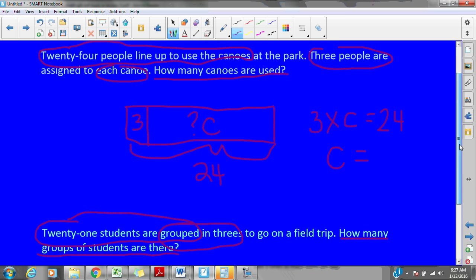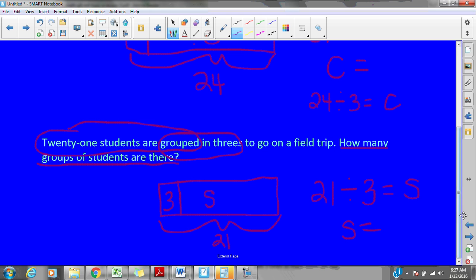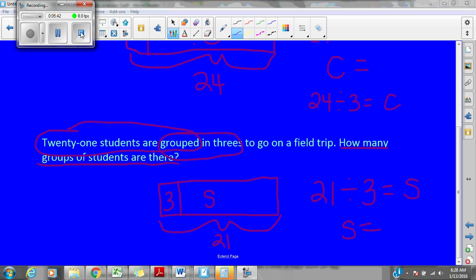I want to go up here for a minute because I want to show you how multiplication and division are the same. Hopefully you figured out C, but if you didn't, you could also figure it out by using division. 24 divided by 3 equals C as well. So both of those can help you because those are both part of a fact family and they're the opposite of each other. And so that is using a letter to represent an unknown.